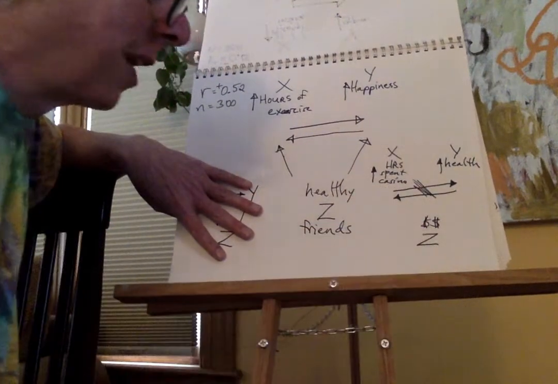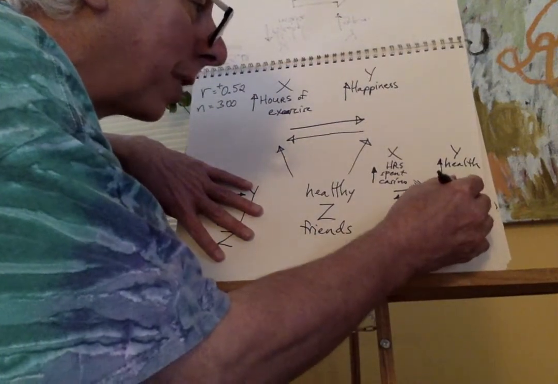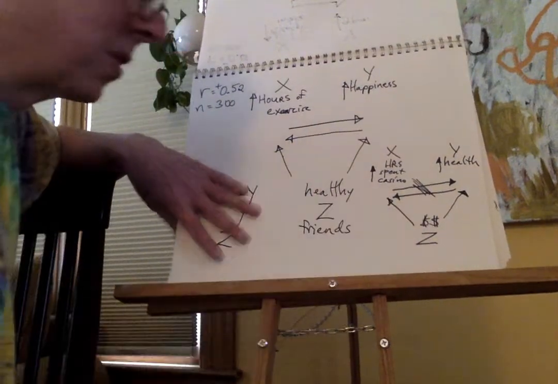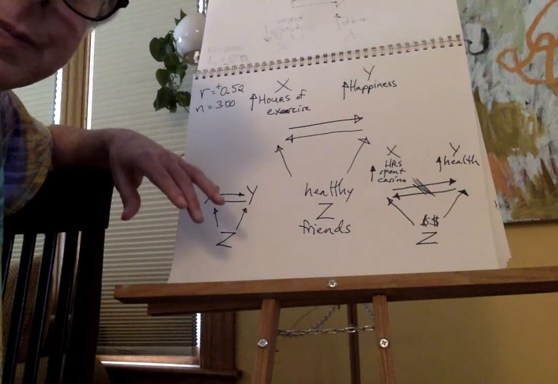Yeah, I mean, it could be that these two things are not causally related at all, but that if you have more money, you're going to get better health care. And if you have more money, you have more disposable income for a casino. See what I mean? Okay?